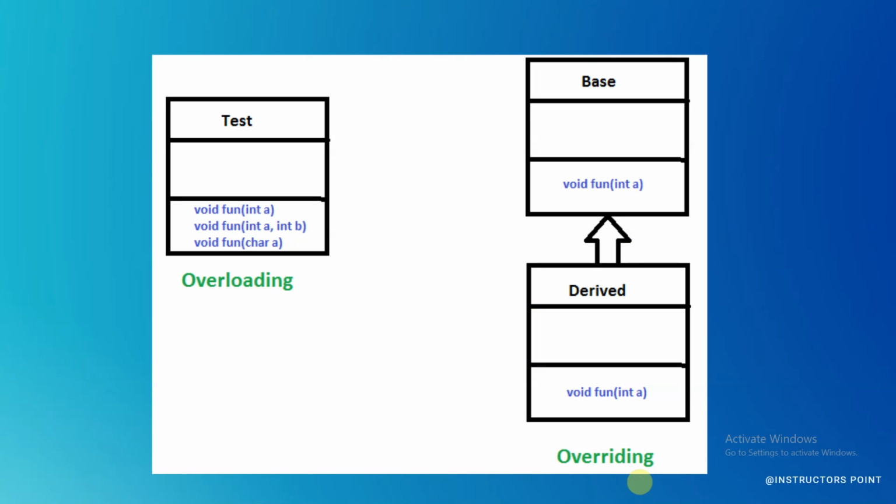So here is an example of function overloading and function overriding. You can see that here is a class named test which has some functions named fun, and we have passed different parameters into them. But here we can see the concept of function overriding, where we have two different classes, one is the base class and the other is the derived class. Here you can see that the function name is the same in both classes and both functions have the same parameters. So this concept is known as function overriding, whereas the earlier concept is known as function overloading.